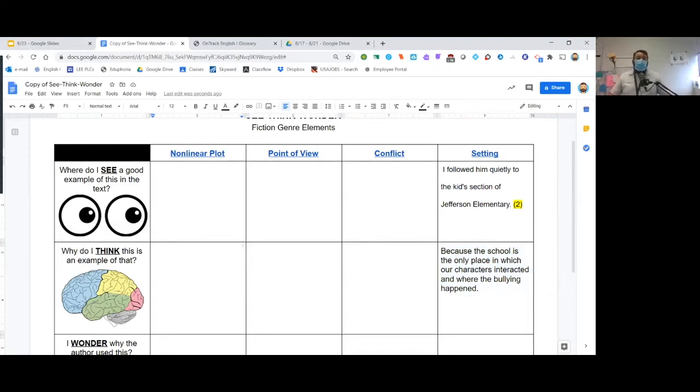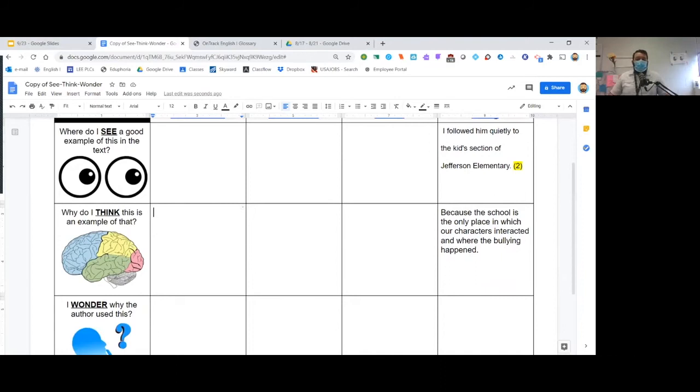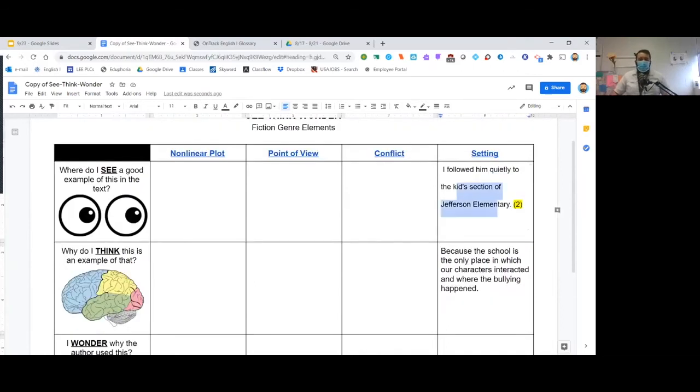Now, what's really important is the very bottom box down here: I wonder why the author used this. This is where you get to flex your brain muscles a bit and offer some insights and explanations for why the author chose to set his passage at a school, or why the author chose to make this a conflict, whatever it is that you find, or why the author chose to make this person or narrator into a certain point of view, whether it's first person or third person, or why the author chose that non-linear plot that we were talking about a bit ago.